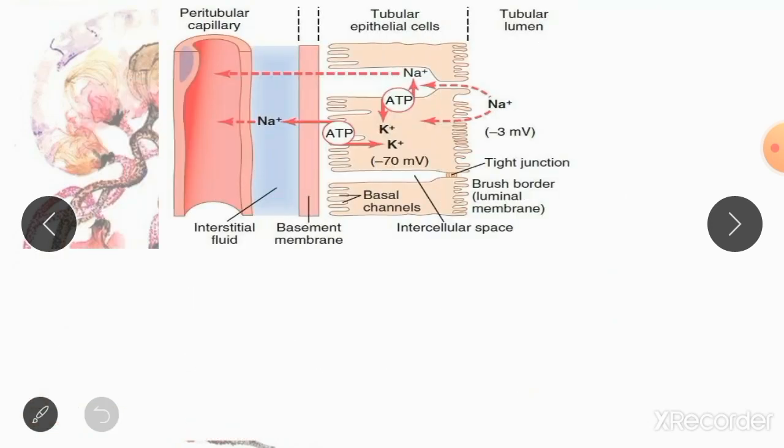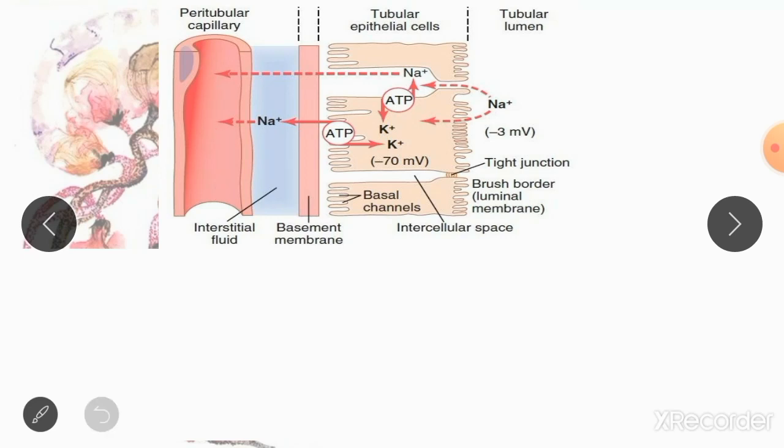Then here we have an example of the sodium potassium ATPase pump, which is present in the basolateral surfaces of the epithelial cells, and they are involved in the reabsorption of sodium. So when most of the sodium is filtered at the Bowman's capsule, while it is passing through the proximal convoluted tubule, almost 65% of it is reabsorbed. So how does this reabsorption take place? First, you must remember that sodium is an extracellular ion, and its concentration is very high outside in the interstitial fluid and in the peritubular capillaries.